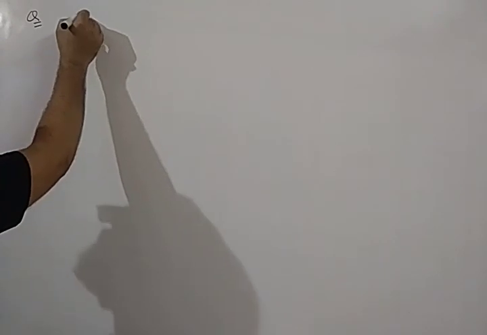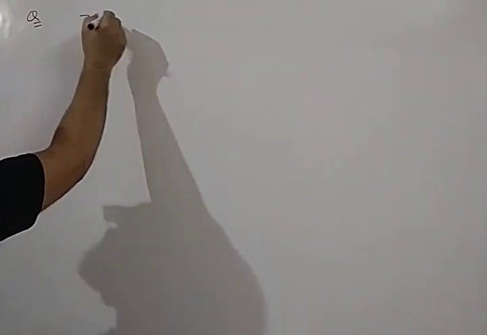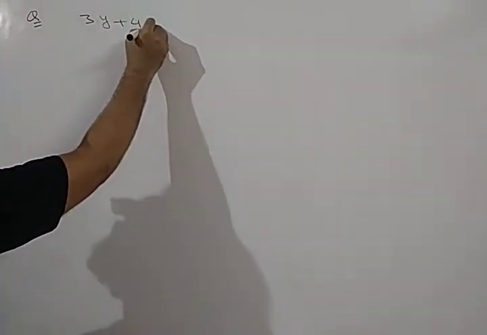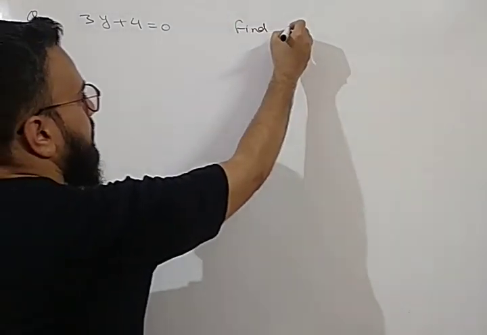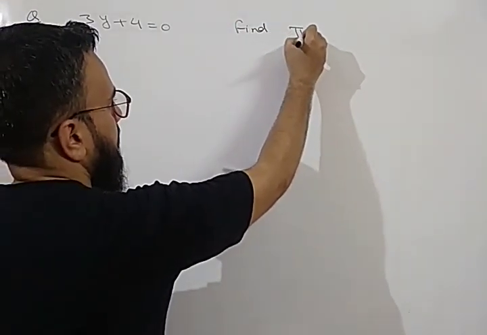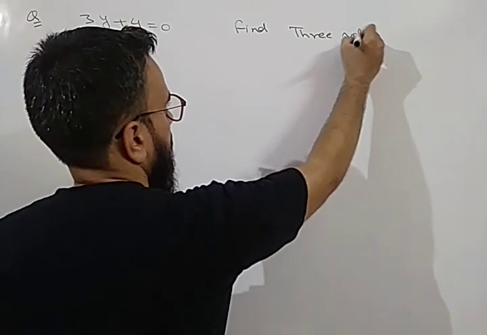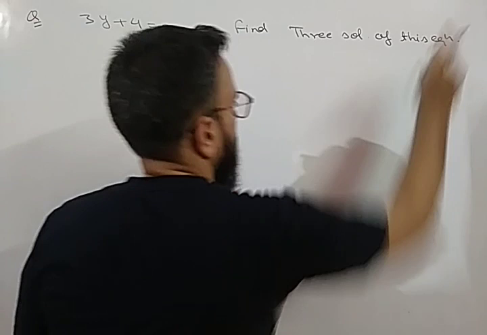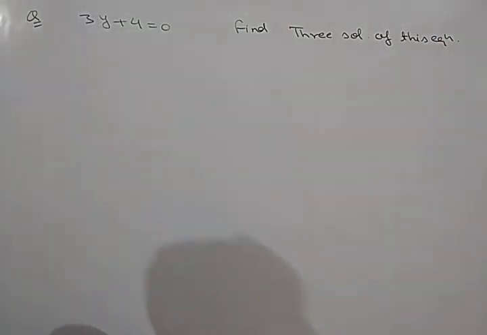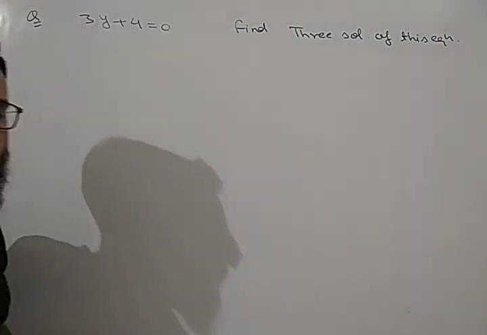We have been given the question 3y plus 4 equal to 0. Find three solutions of this equation. Find three solutions of this equation. Okay.